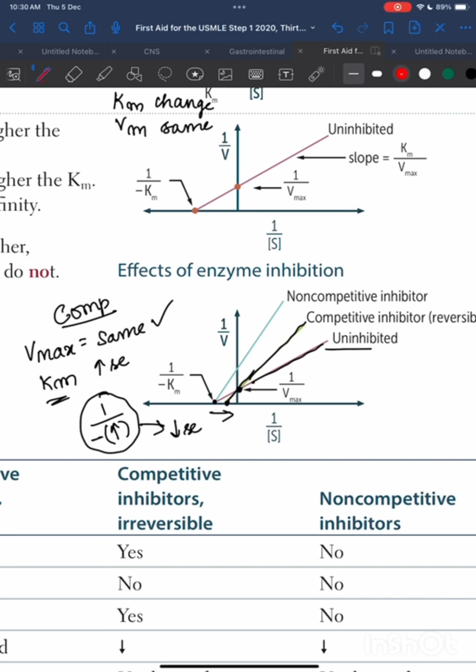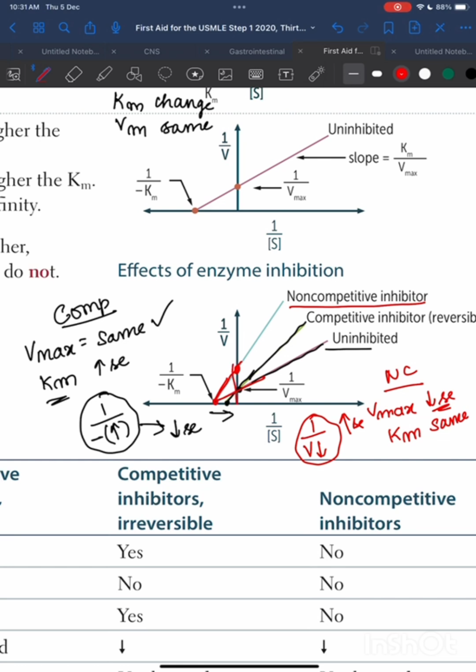Okay. Next we will see about the non-competitive inhibitor. What I said for non-competitive inhibitor: Vmax decreases and Km is the same. See here, Km is the same, because this is the normal one and this is the non-competitive inhibitor. Here the Km is the same, but Vmax is decreasing. What? 1 by V. If this value decreases, the whole value increases, right? So the line is going upwards.